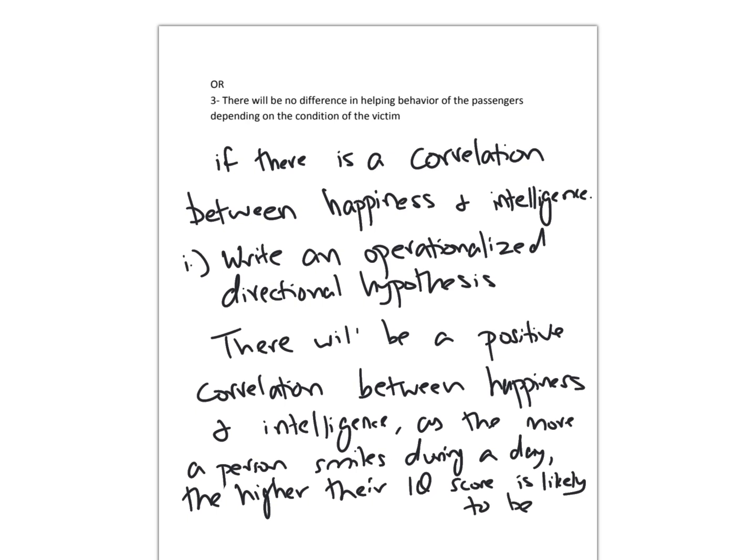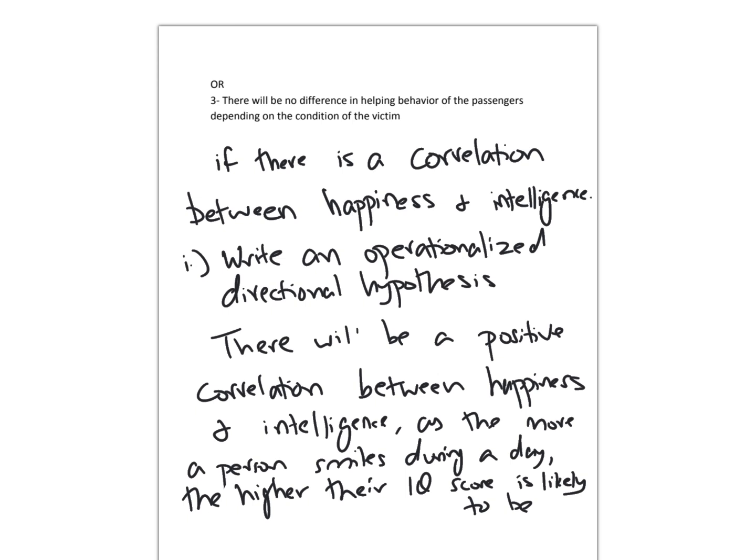Okay, you can come up with your own way of measuring each variable. If you don't want to say how much they smile, you can say, I don't know, maybe the more a person is joking around during a day with friends, the higher their IQ scores are likely to be.